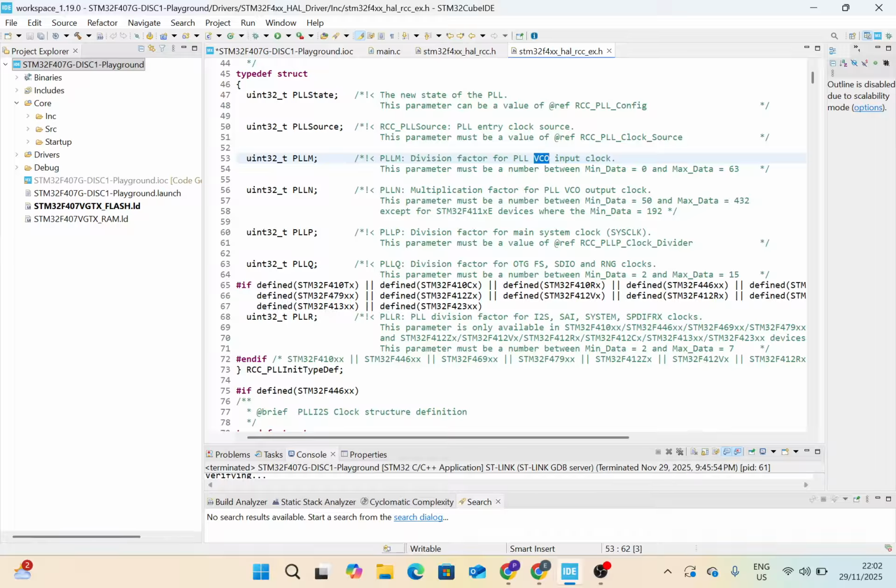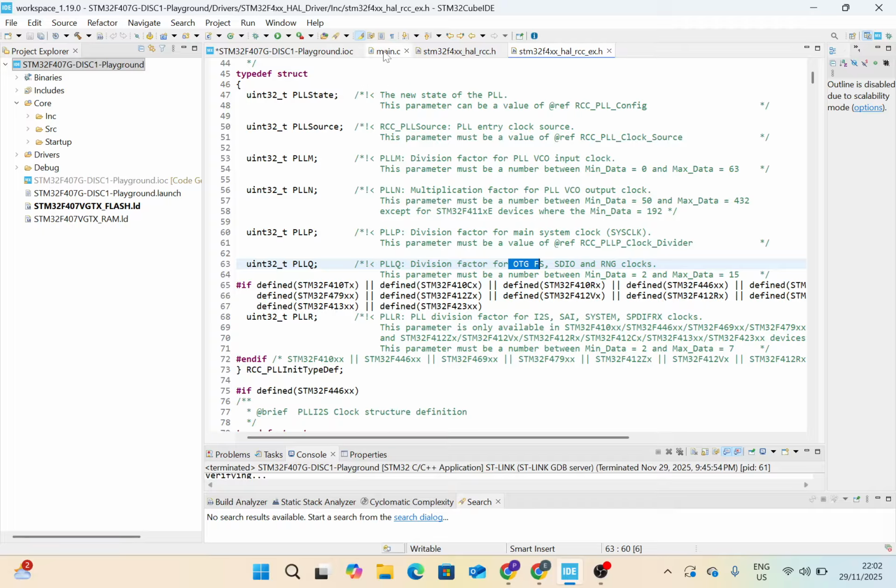So VCO is what I talked to you about, that it is the voltage controlled oscillator, right? So the M here, the PLLM, divides the signal before it gets into the VCO as the input clock. And then the N is the multiplication factor. So this is where the cranking up happens. And then the P is the division factor for main system clock. So this is where we divide to scale it down before we send it to the system clock. And then the Q here, I told you that specific peripherals use it. So the OTG full speed, SDIO, and RNG clocks are the ones that use this. We are not going to touch this yet.